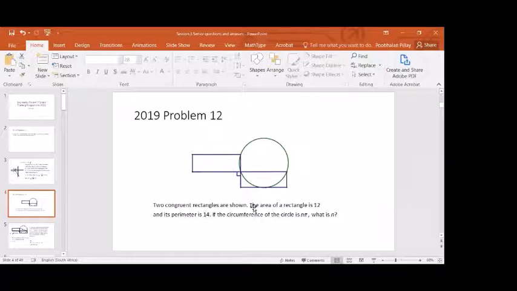The area of each of the rectangles is 12, and the perimeter, that means if you add up all four sides, is 14. Then the question is, if the circumference of the circle is n pi, what is n? So what do we need to do? We need to calculate the circumference of the circle.